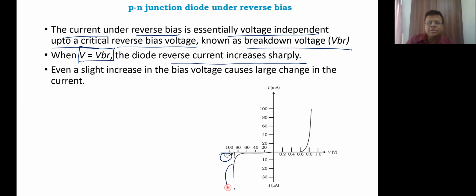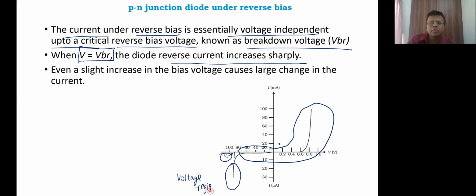And there are applications of the PN junction in this region. But normally, the PN junction is operated only in this region. This is the region in which the PN junction is operated. In this region, you'll operate it only if you are planning to use it like a voltage regulator, not otherwise. Okay. So in this region, we observe that if you change the bias voltage very slightly, a large change in the current is there. That's what you observe here.